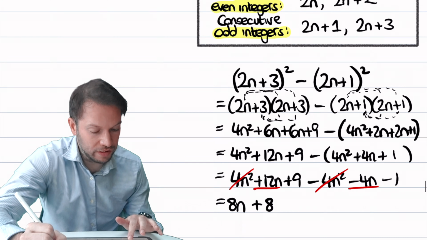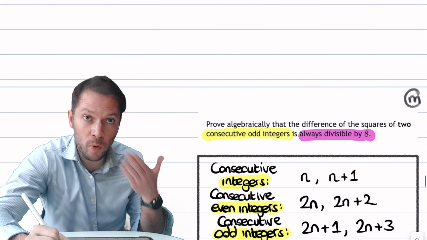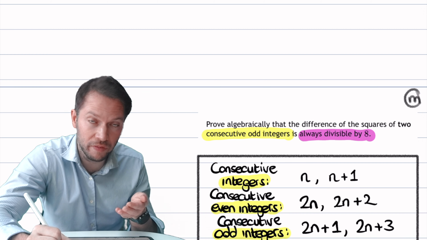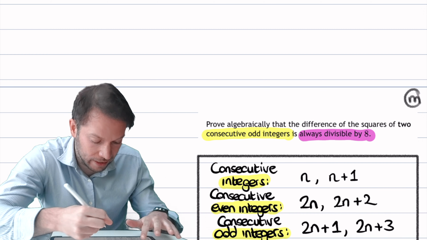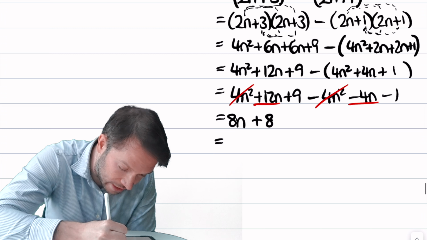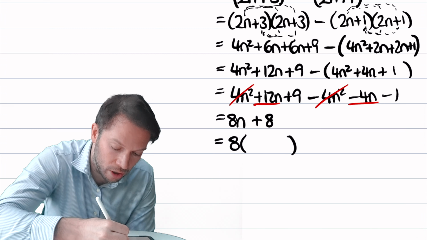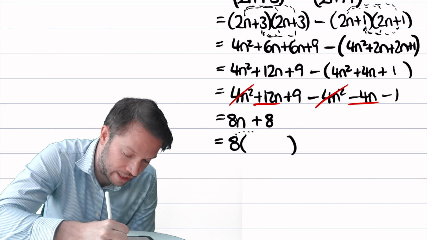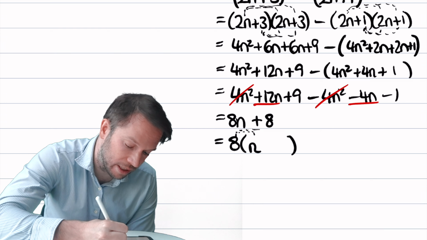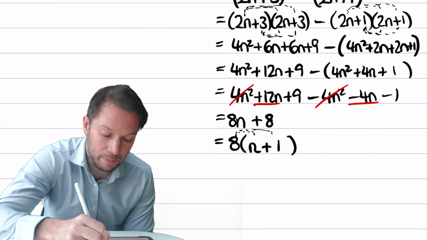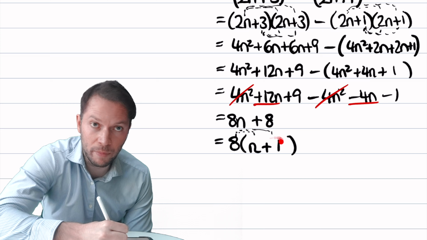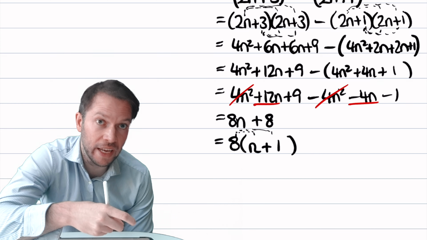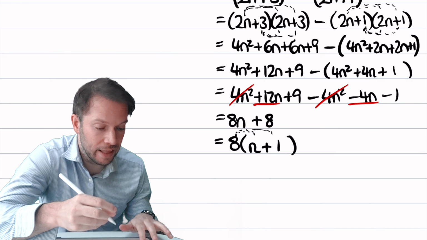Now, we want to show this is always divisible by 8. And remember, the way we do that, to show something's a multiple of 8, is just factorize the 8 out. So if we factorize the 8 out, we've got 8 times, well, what? 8 times what is 8n? It's n. And 8 times what is plus 8, which is plus 1. And basically, 8 times any whole number is guaranteed to be a multiple of 8, guaranteed to be divisible by 8. And therefore, we're done.